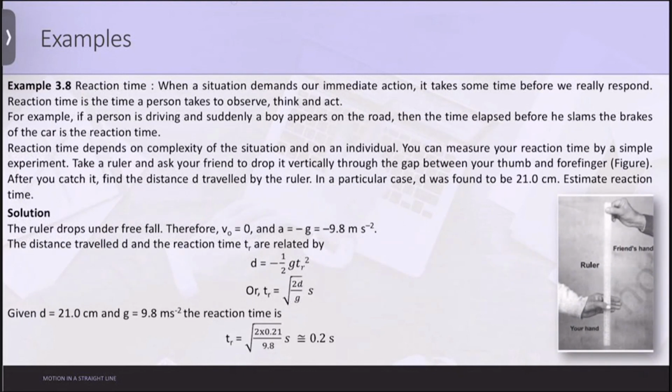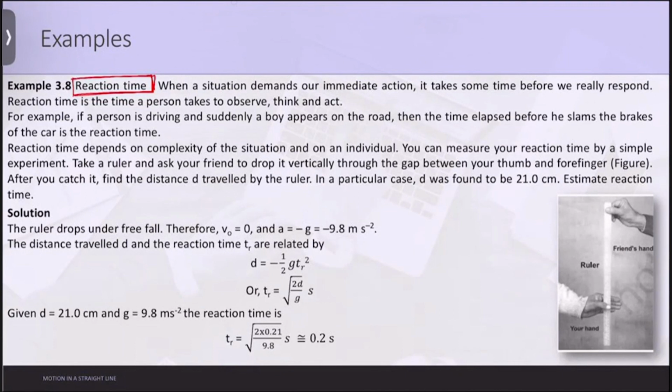Fine. Now let us understand this using one more example, that is reaction time. Again, as the name suggests, what is reaction time? When a situation demands an immediate action, it takes some time before we really respond. Reaction time is the time a person takes to observe, think, and act. You can understand this clearly using an example.